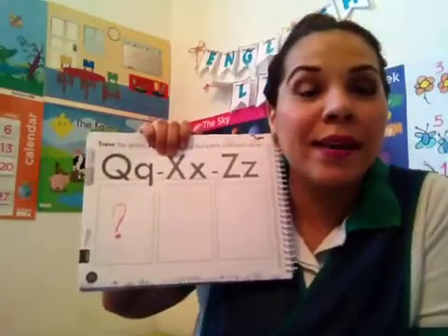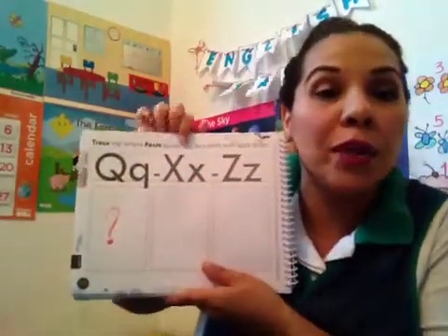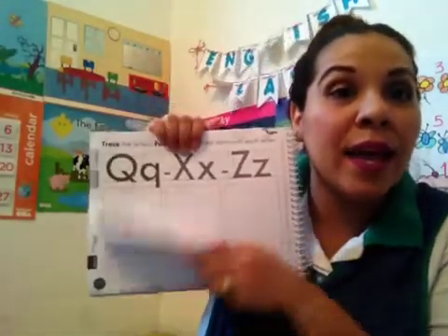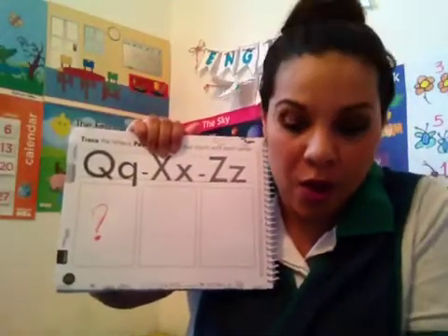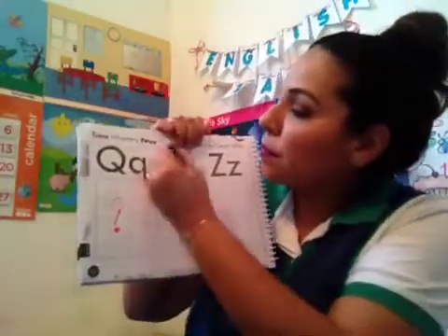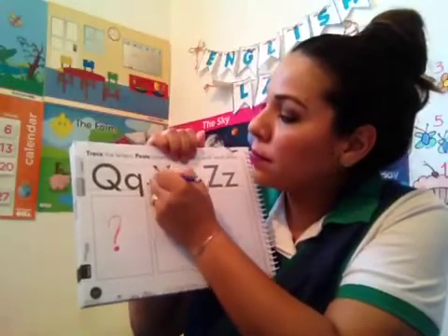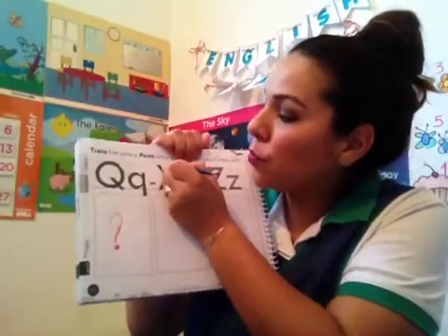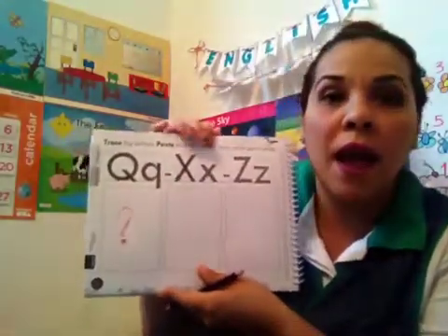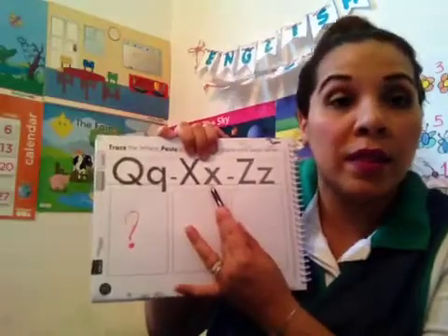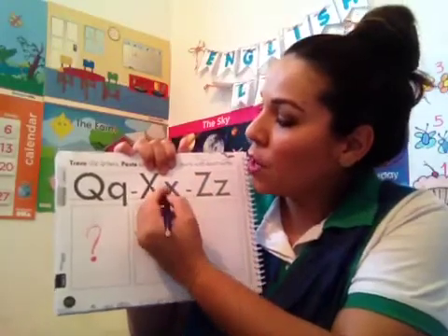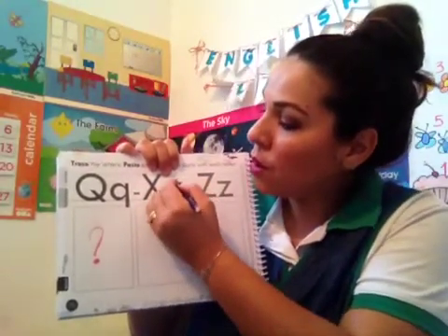Okay, great. Right now, let's continue with letter X. Capital letter X, small letter X. We are going to trace letter X 3 times. 1, 2, 3. Capital letter X. Now, let's continue with small letter X. 1, 2, 3.